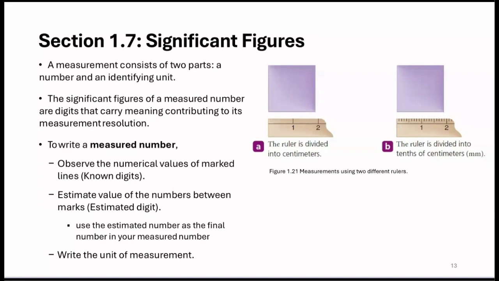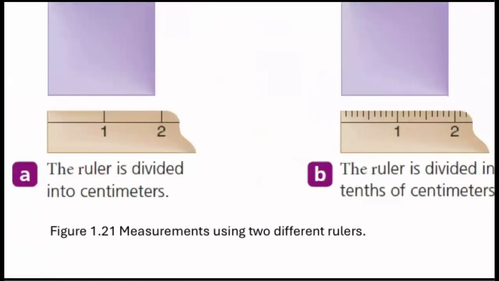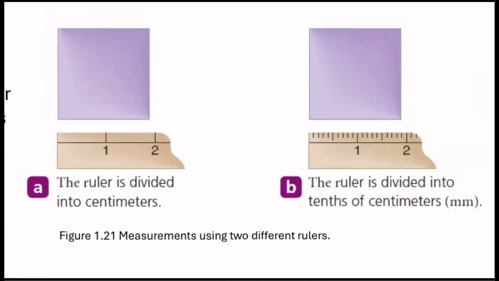To illustrate an example of how we write a measured number, let's focus on the image that we have on the right side of the slide. I'm going to zoom in to look at this more closely. In figure 1.21, we have two different squares. In these squares, as you can see on letter A, there's a ruler that has markings. And on ruler B, we have the object and a ruler, but the ruler has more markings.